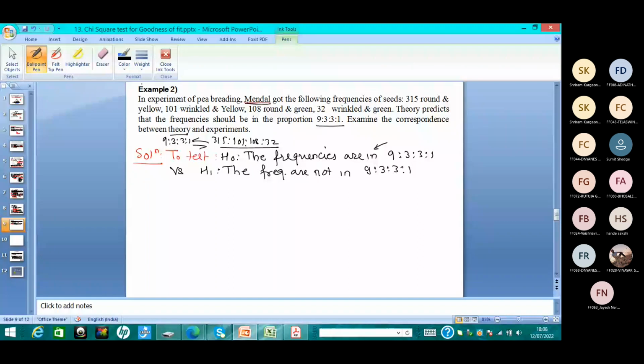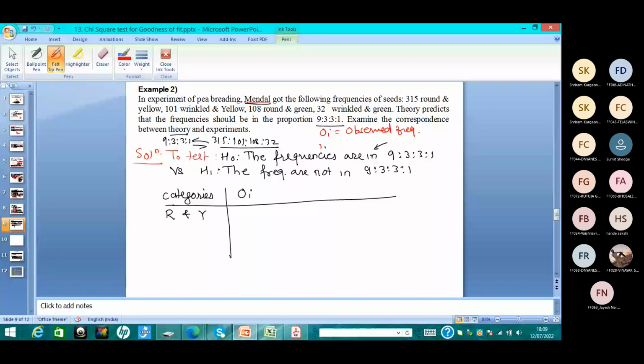First of all, mention the test statistic. Before the test statistic, we summarize the data. We can see there are four categories. Which are the categories or types of seeds? The first one is round and yellow, so I write the initials. OI means observed frequency. And what is EI?